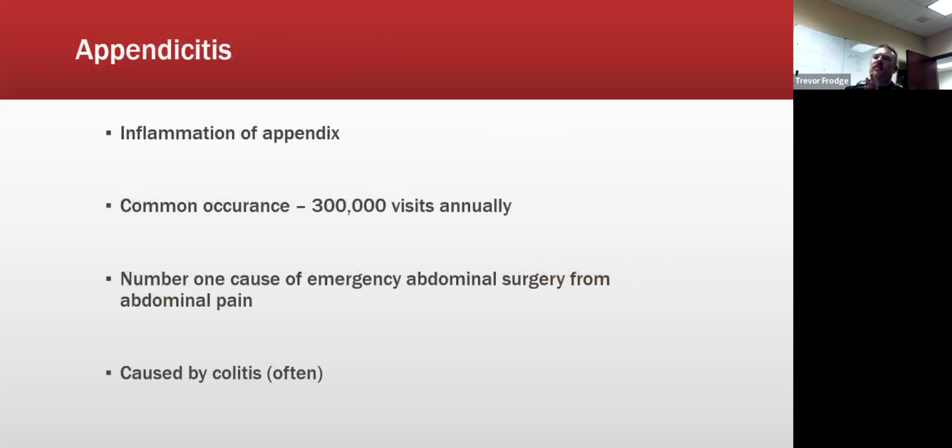For her, probably appendicitis. This is a common occurrence with over 300,000 visits annually, and all it is, is an inflammation of your appendix. Your appendix really doesn't have any known function, but it does gum up. It does get blocked up because it's kind of like a little sponge, and it's often caused by colitis, but not the only cause of it, but just greasy foods and just a dietary thing, too many cases cause appendicitis.